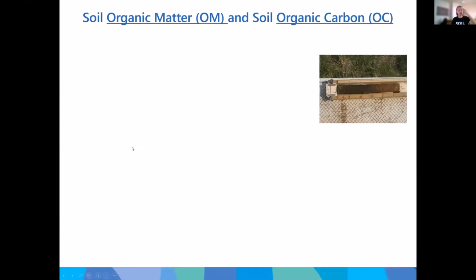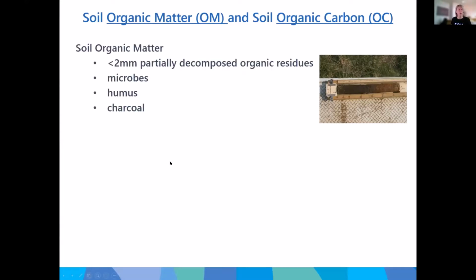So I've used a couple of terms interchangeably here. I've spoken about soil organic matter and soil organic carbon. So I just want to point out the difference between the two. Soil organic matter, for a soil scientist, when we take the soil back to the lab, is everything that's less than 2 millimeters in diameter. And that includes partially decomposed organic residues, microbes, so that living microbial biomass within the soil, that microscopic livestock which is eating the particulates, humus and charcoal. Now the reason we have it as that less than 2 millimeter fraction is that first of all, it can be standardized across all laboratories.